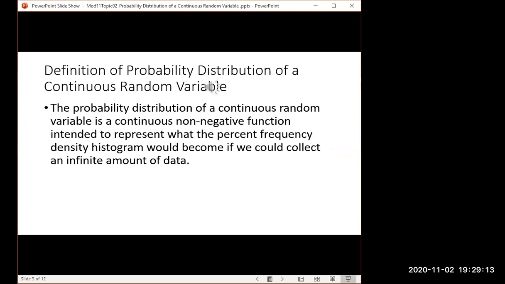Now, the probability distribution of a continuous random variable is a continuous non-negative function intended to represent what the percent frequency density histogram would become if we could collect an infinite amount of data. I'm going to show you what I mean by that in pictures in the next few slides.